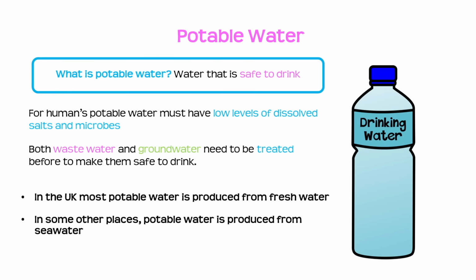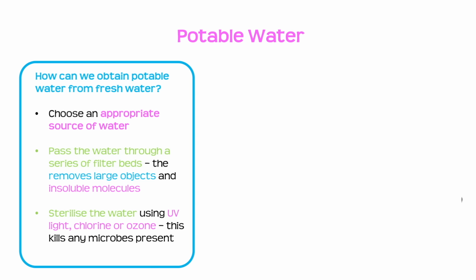Potable water is water that is safe to drink. Now for humans, potable water must have low levels of dissolved salts and microbes, and that's what makes it safe. Both wastewater and groundwater will need to be treated before they're safe to drink. In the UK, most of the potable water gets produced from fresh water, whereas in other places, potable water is produced from seawater. We need to know how we obtain potable water from fresh water.